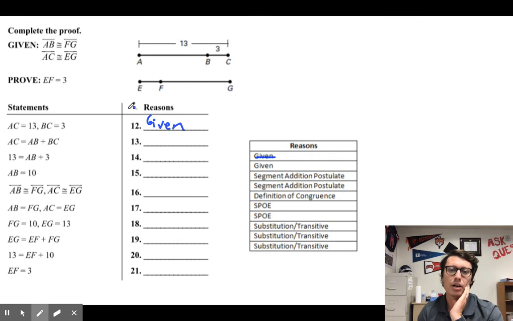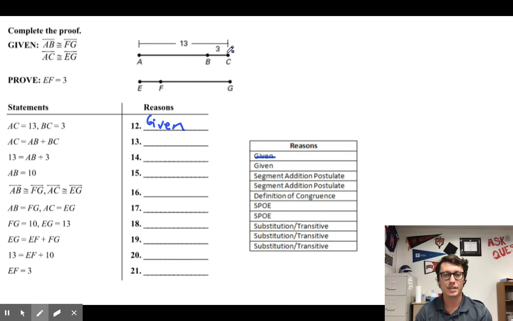Cancel that out. But notice it says AC equals 13 and BC equals 3. That technically isn't in our given statement here up at the top. However, it is given to you over here in the picture. AC, the entire segment, is 13. BC, the small segment, is 3. So it is given to you, even though it wasn't written out, it was still given to you in the picture.